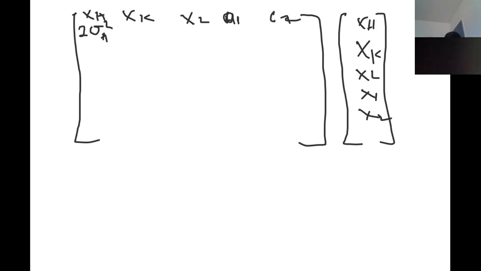Here is also X_K. Here is also X_L. So then I know this is also going to be 2 covariance of H and K. This is going to be 2 covariance of H and L. Now, in this case, I know that this is a constraint.